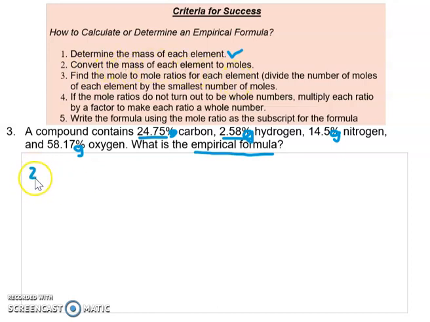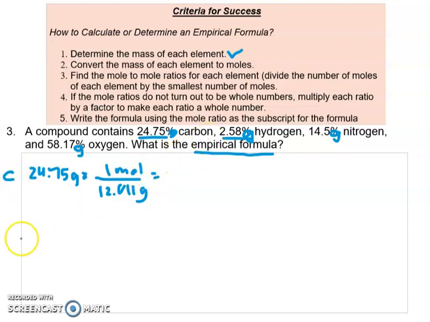So that means I have to convert 24.75 grams of carbon to moles. So I know that the molar mass of carbon is 12.011 grams in 1 mole. This is for carbon. I'm going to do the same for hydrogen.